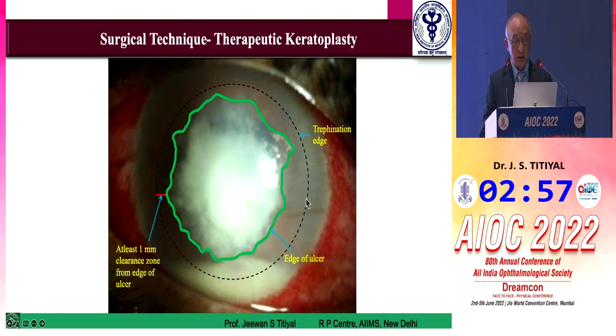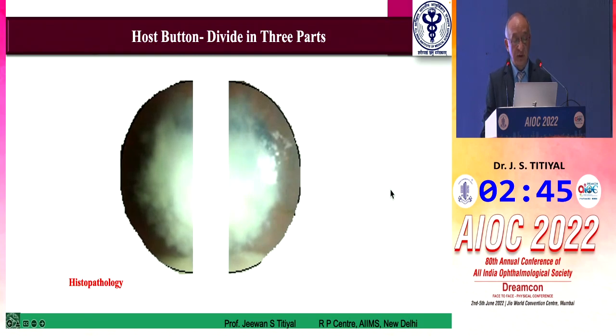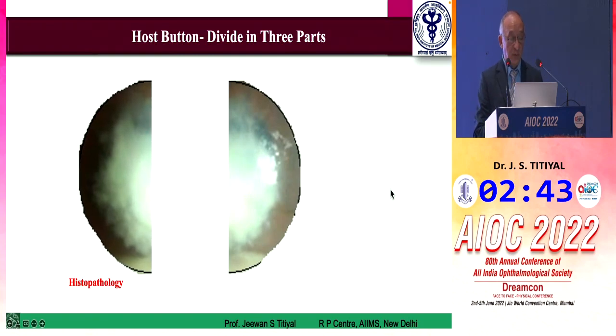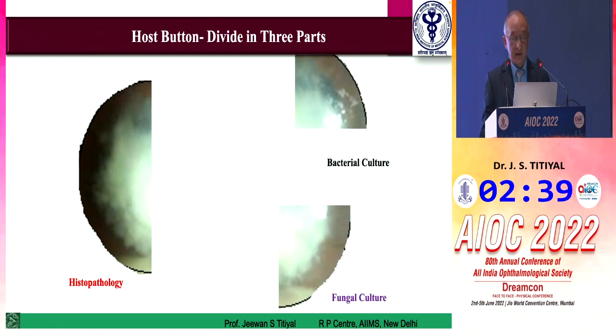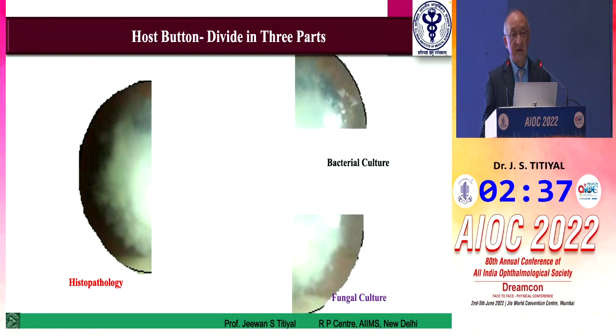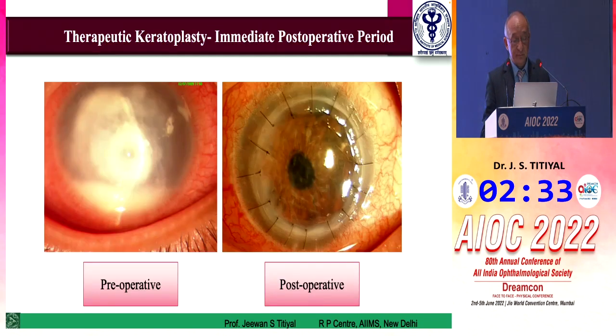Suppose this is a patient who is undergoing keratoplasty. You have to mark the area of infiltration, then go at least 1 millimeter beyond this to have a normal cornea so that you don't have a recurrence coming up in these patients. Divide the tissue into multiple parts. Always get a histopath done and culture sensitivity. If needed, you can do special cultures, and the specimen can be sent for other higher investigations also.